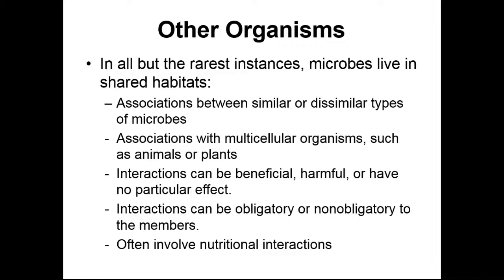Organismal things that influence microbial growth, or how other organisms can influence the growth of microbes. In a few situations, we're going to have microbes live in shared habitats. Almost every single microbe is going to share the environment with another microbe or another organism. These associations are going to be between similar microbes or similar species and dissimilar types or dissimilar species of microbes. Sometimes it's a multicellular organism, such as an animal or plant, i.e., think of a pathogen making a human sick.